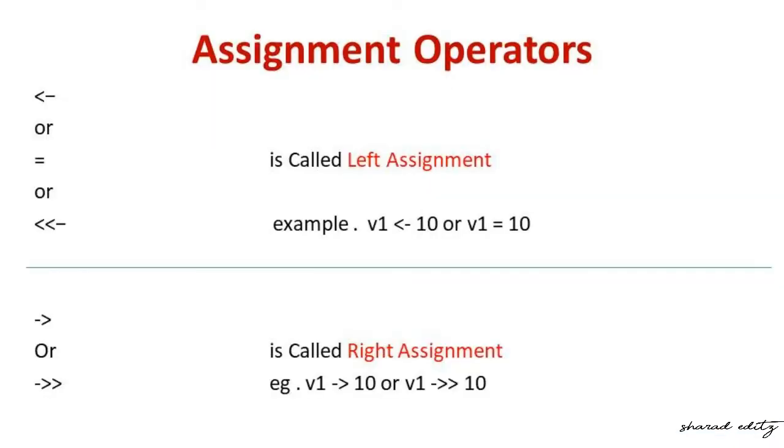Next is assignment operator. These operators are used to assign values to the vector. We have discussed this earlier also. So what is assignment operator? Here this less than sign and then hyphen, this is the assignment operator. Or you can also use equal to or greater sign and hyphen, called left assignment and right assignment.